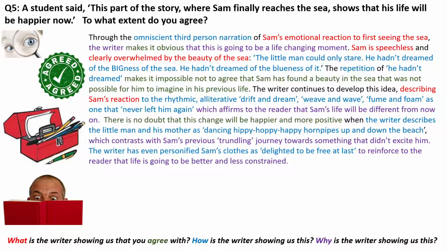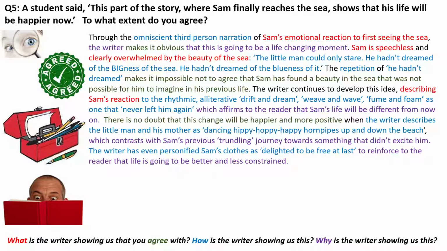Sam is speechless and clearly overwhelmed by the beauty of the sea. The little man could only stare. He hadn't dreamed of the bigness of the sea. He hadn't dreamed of the blueness of it. The repetition of he hadn't dreamed makes it impossible not to agree that Sam has found a beauty in the sea that was not possible for him to imagine in his previous life. So there, we've got the how, the repetition with our quote, but in the green, I've explained why I'm agreeing that this is showing us that he's going to be happier in the future.